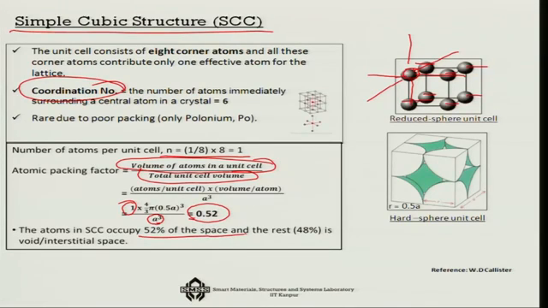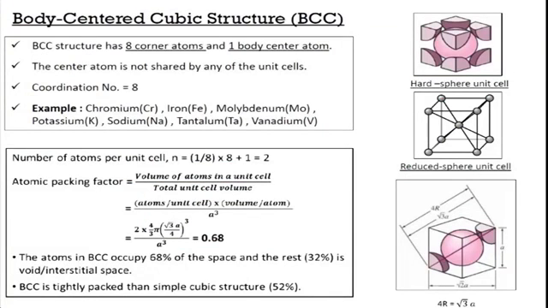So, that means in the cubic crystal structure, only 52% of the space is occupied by the atoms and the rest is void or interstitial space. This is a really very poor packing. Materials like polonium show this kind of a packing system. Let us go to a system which is slightly more packed.